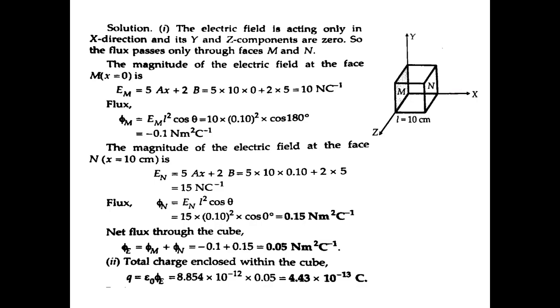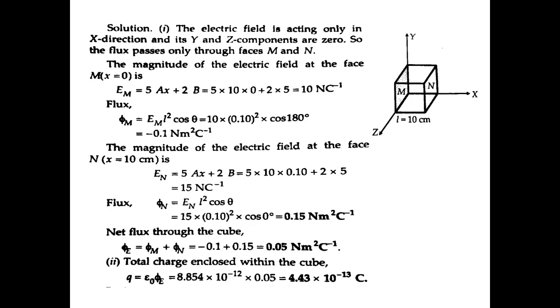The magnitude of the electric field at the face N when x equals 10 centimeter, you can see x equals 10 for the face N. So En becomes 5Ax plus 2B equals 5 into 10 into 0.01 plus 2 into 5, that is 15 Newton per Coulomb. And phi n is En L square cos theta. Here theta will be 0 because both point in the same direction. And phi n becomes 0.15 Newton meter square per Coulomb.